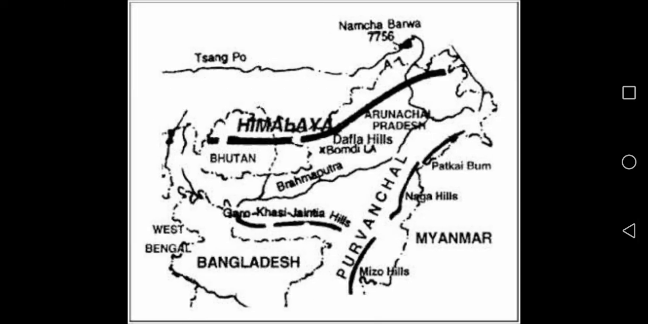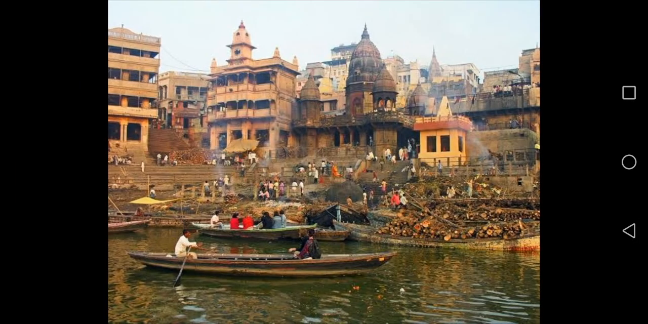Next comes Purvanchal. The Purvanchal comprises the Patkoi Hills, Naga Hills, Manipur Hills and the Mizo Hills. These hills are all forming the northeastern border of Purvanchal. It's a beautiful region of India and many hill stations are also very famous.